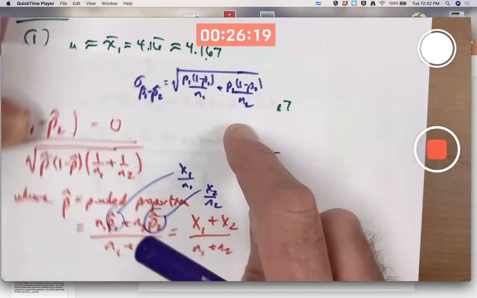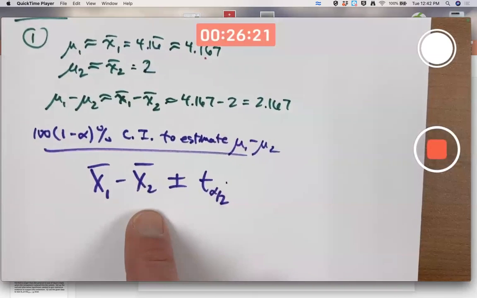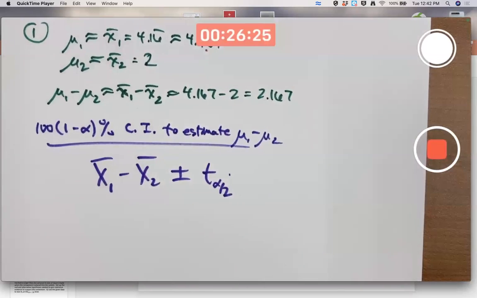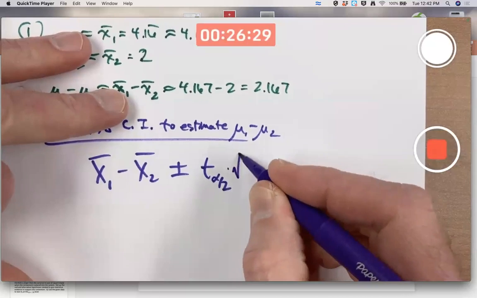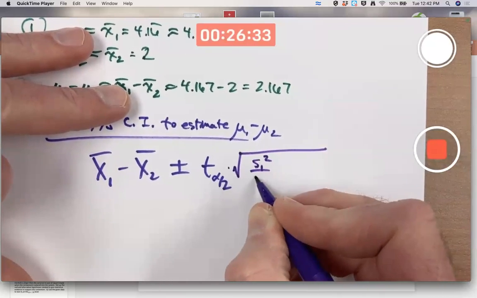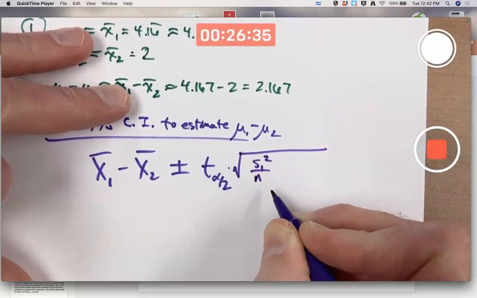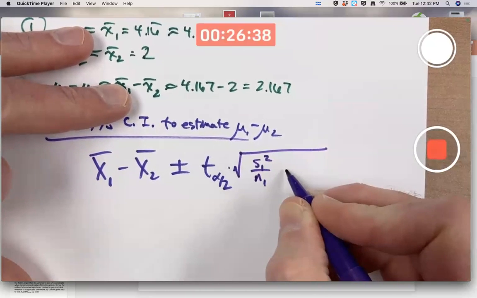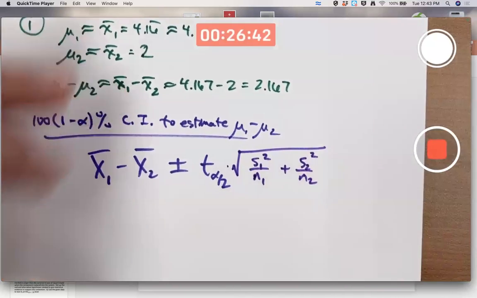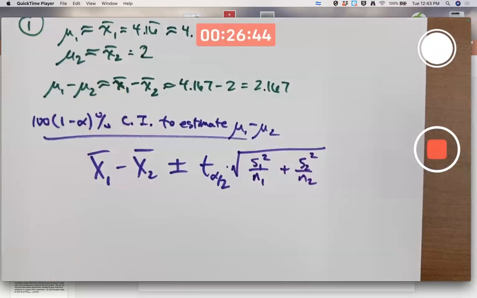We're focused on the difference of two means here. We end up doing something somewhat similar to this, adding. It's taking the square root of the sum of two variances. In this case, it would be the square root of S1 squared, the variance for sample 1, divided by N1, the sample size for sample 1, plus S2 squared divided by N2. But how many degrees of freedom should we use?